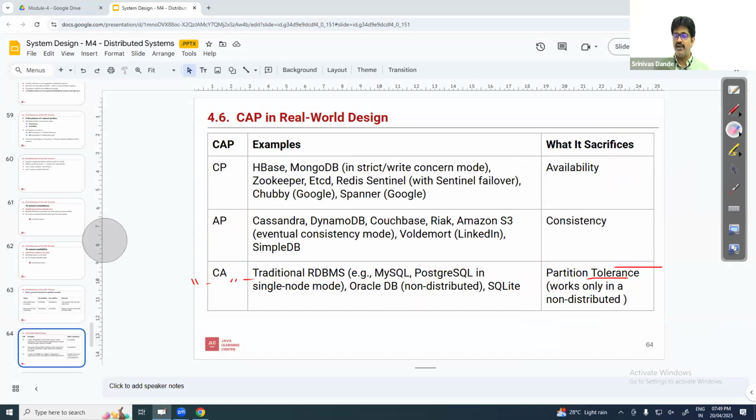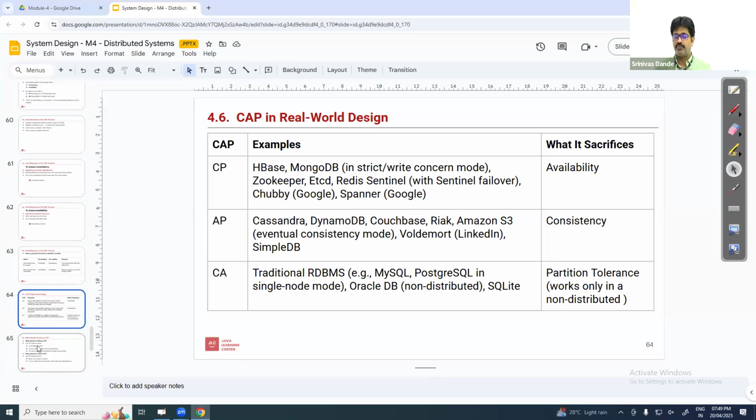So these systems are designed based on this CAP theorem. When you design a distributed system, first you start with a distributed system, so definitely partition tolerance is present. Then you choose: either you want consistency for your distributed system, or you want availability. You start designing your system by choosing C or A, right?